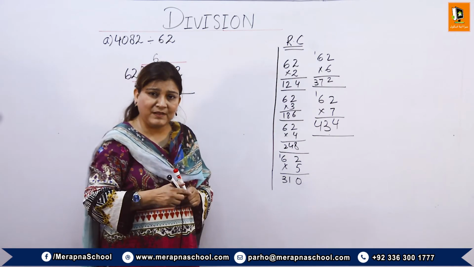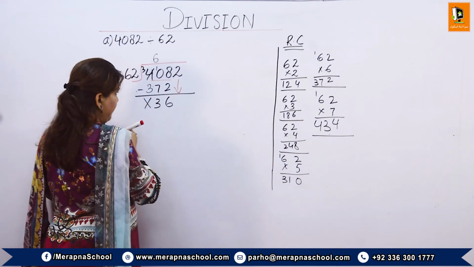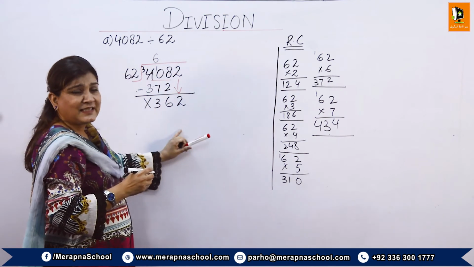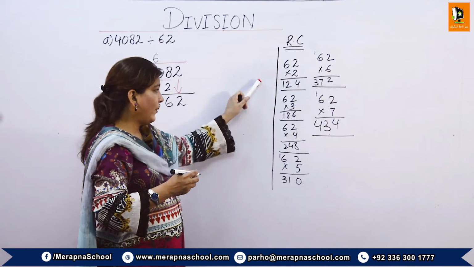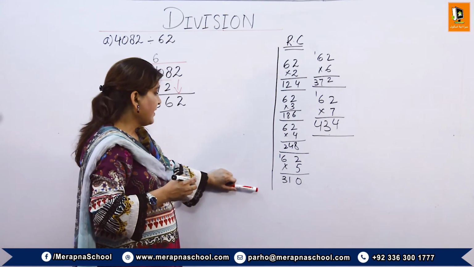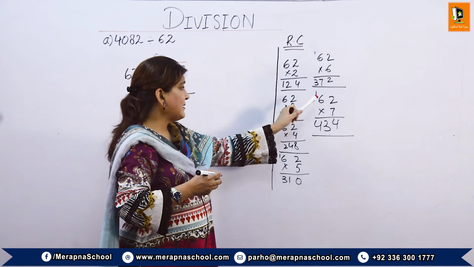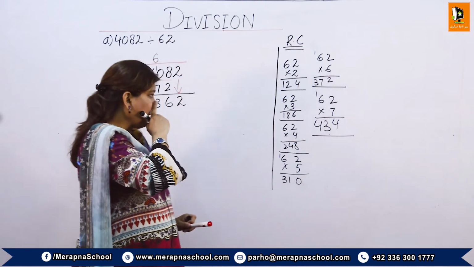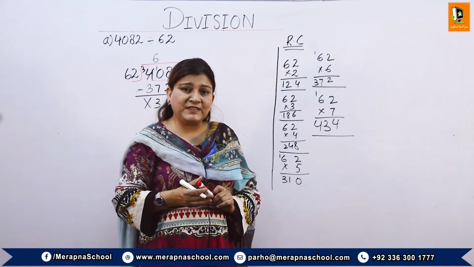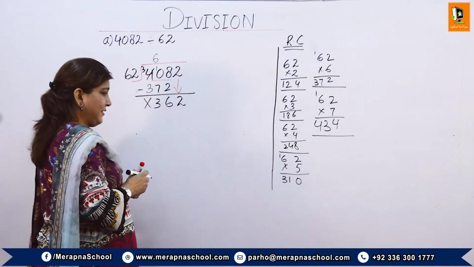36 is again a smaller number than 62. So we copy the next number, which is 2. Now we have 362. Now check over here. Do we have any same number like this? No. 62 fives is 310 and 62 sixes is 372. But 372 is a bigger number than 362. So we take the smaller number, which is 62 fives, that is 310.